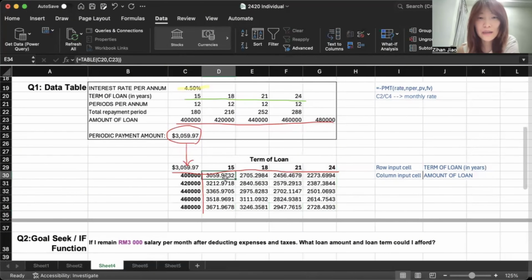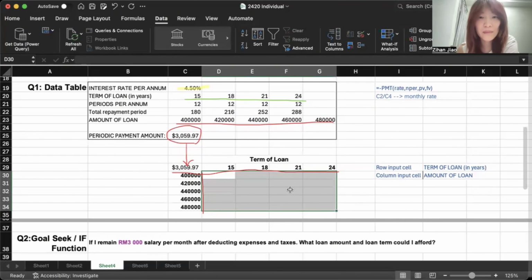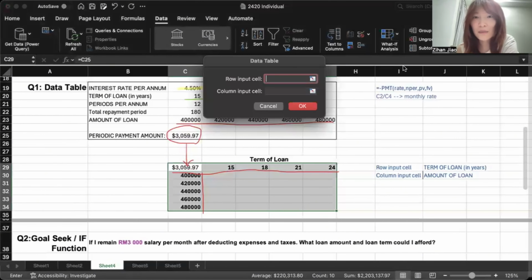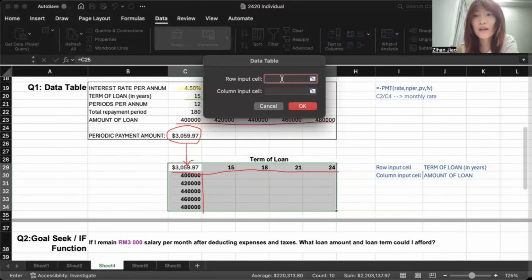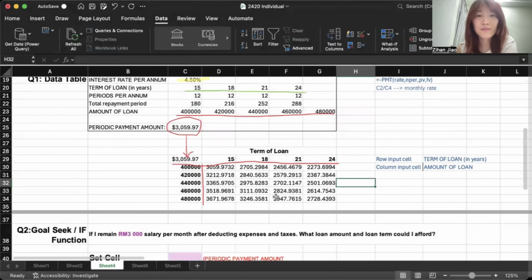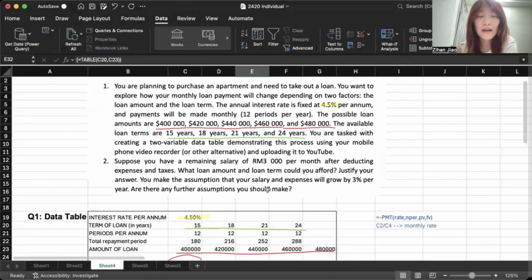And we can do it right now. How can we get all combinations of periodic payment amount? We just use What-If Analysis. First, we need to highlight this table and click Data Table, and our row input is the term of loan. So we choose it and we put the column input as our amount of loan and click OK. So we get all combinations of periodic payment amount. And after that, we finished our question 1.